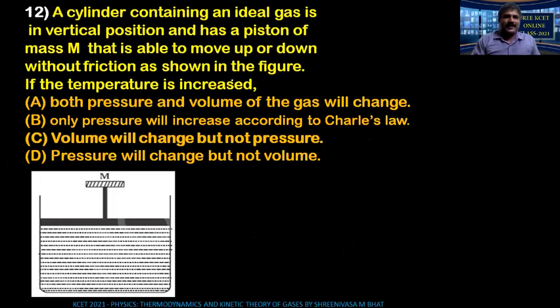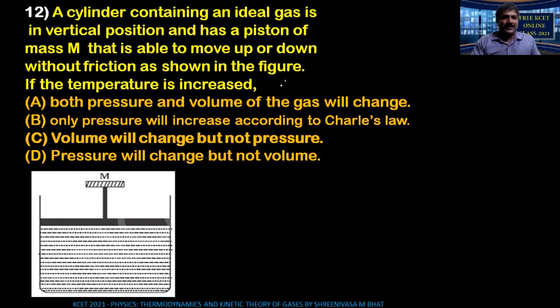Question number 12. A cylinder containing an ideal gas in vertical position has a piston of mass m that is able to move up or down without friction as shown in the figure. If the temperature is increased, then what happens? Option A: both pressure and volume of the gas will change. Option B: only pressure will change according to Charles' law. Option C: volume will change but not pressure. Option D: pressure will change but not volume.